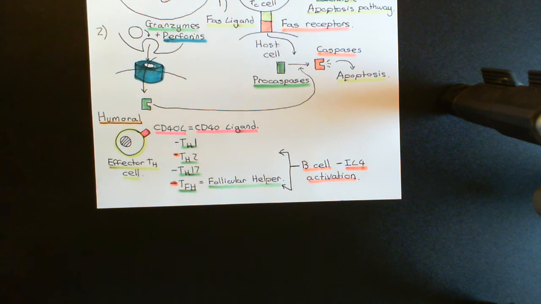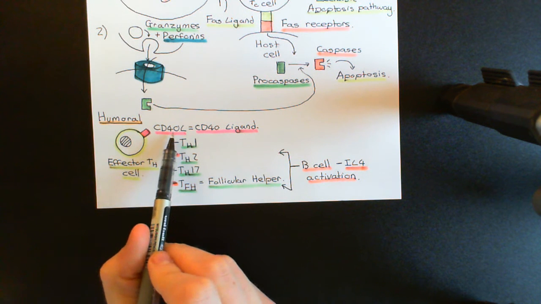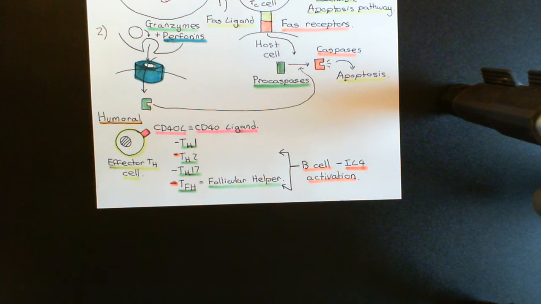T helper 1 and T helper 17 can help B cells activate because they do have CD40 ligand, which is the essential one. As soon as you become an effector helper T cell, you express CD40 ligand. The naive T helper cells didn't have that on, and that's the thing that allows you to help B cells activate, but they're not as good at it as the T helper 2 and the T follicular helper are.